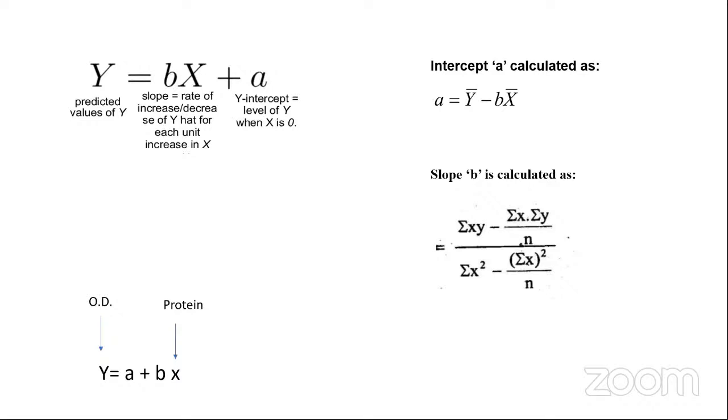Suppose now we take a leaf sample from the plant and measure the OD. We don't know what the protein level is. So using the OD value, you can estimate the protein value. So this is the formula. We can estimate the protein value using the OD of the leaf sample, subtracting the intercept and dividing it by the slope value. This is how prediction is possible in regression.